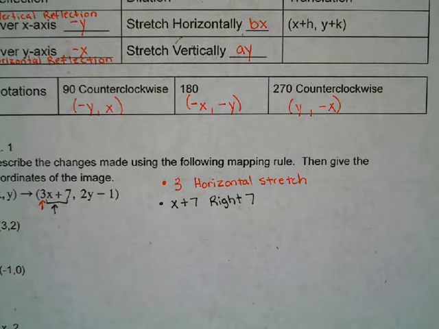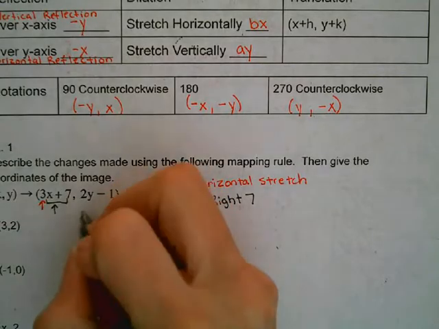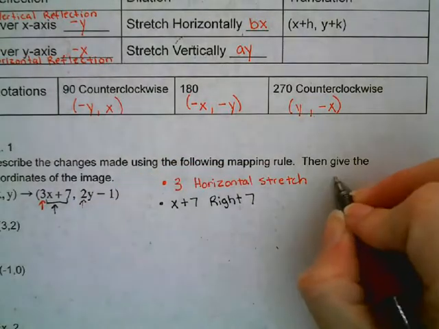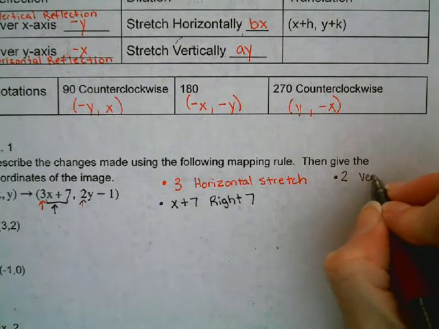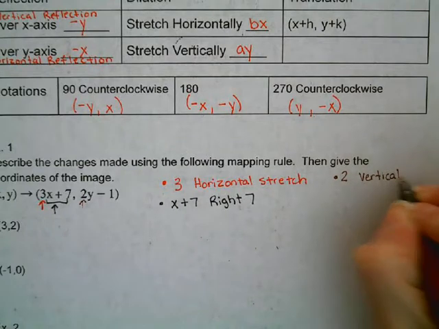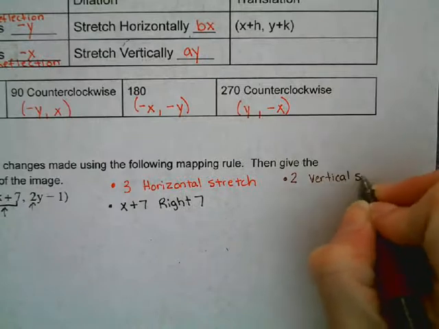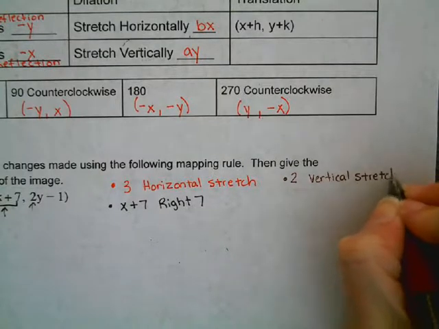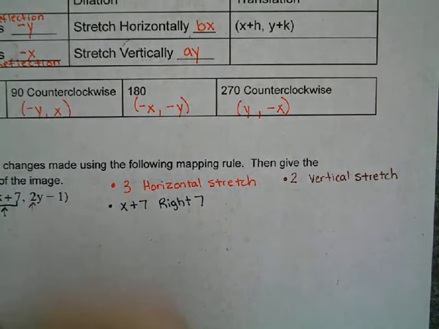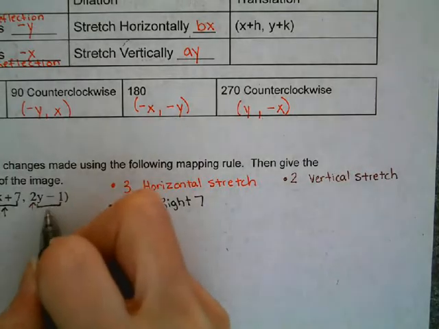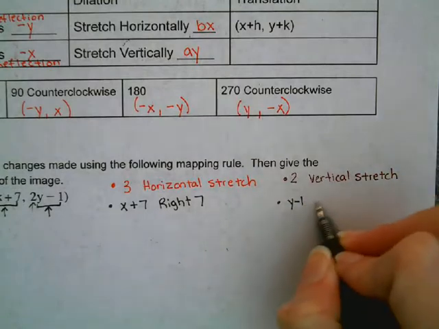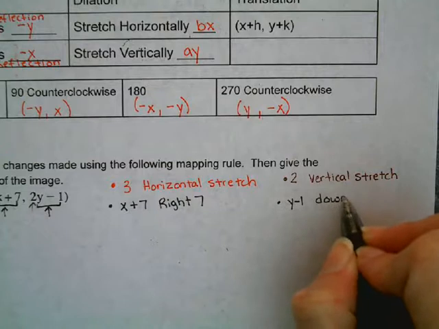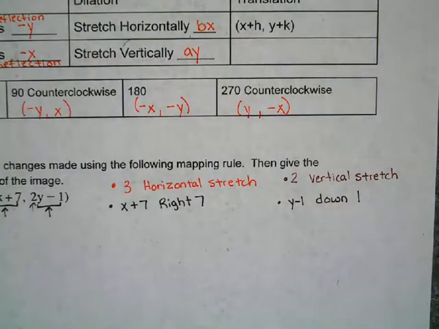And now let's look at the y part. On the y, you have a 2 in front of the y. So this 2 with the y means vertical stretch, because it's twice as big vertically. And then this part here, the y minus 1 represents the translation. That would be down 1.